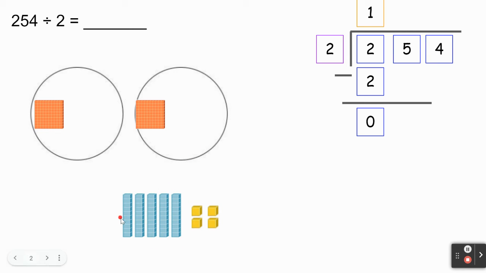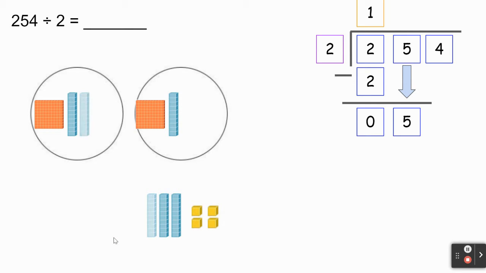Now what we're going to do is share the next biggest place value, which is the rods representing the tens place. We can show that over here by bringing down the next digit, which is the 5. So this 5 represents the 5 rods. Let's share these 5 rods evenly between the 2 groups. Notice we have 1 rod left. We can't share this 1 rod evenly between the 2 groups, so we're going to pause on sharing for right now.